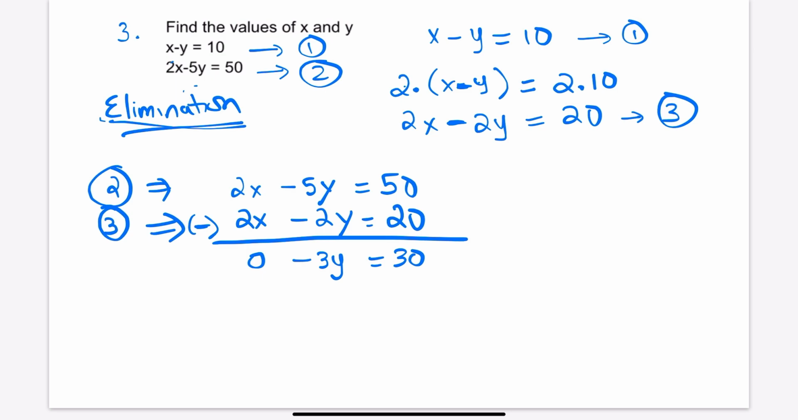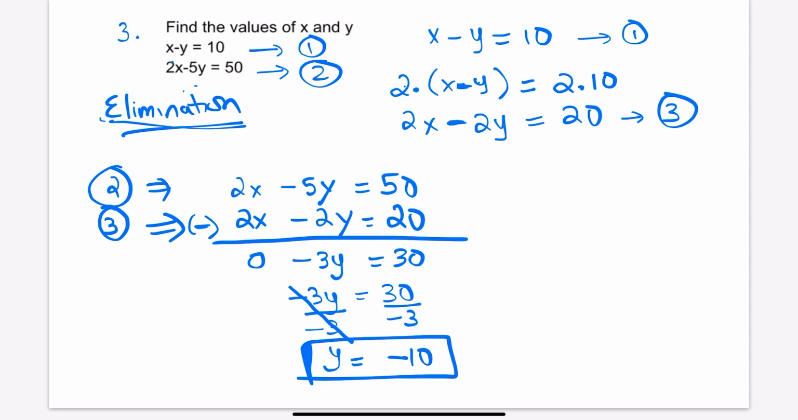So negative 3y is 30. If I want to find y, divide both sides by negative 3 to get rid of the coefficient of y on the left side. I am left with y is equal to negative 10. That's the value of y in this equation.